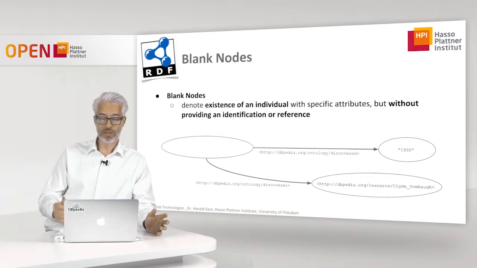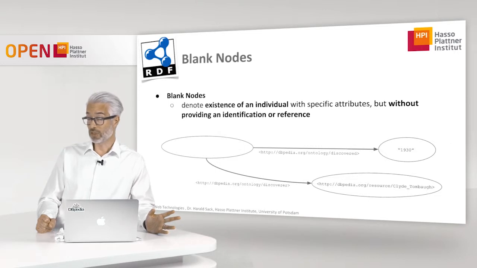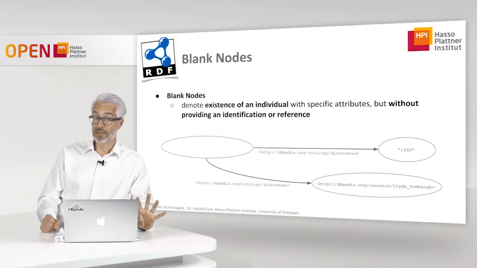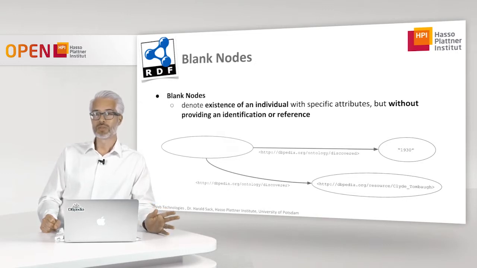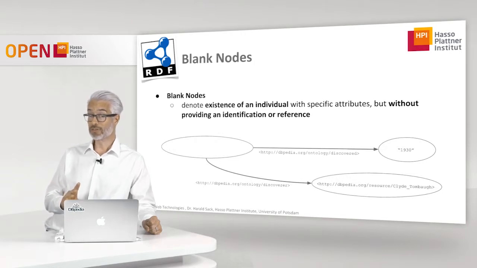If you simply look at that graph, there seems to exist something which has been discovered in 1930. We do not know what has been discovered in 1930, so this is an empty node. And on the other hand, we also know that this thing has been discovered by Clyde Tombaugh. So this is a very nice feature with which you are able to denote existence of an individual with specific attributes, but without providing an identification or reference, which also means that, of course, nodes like that never can be accessed from outside because they lack an identification. They do not have a URI.